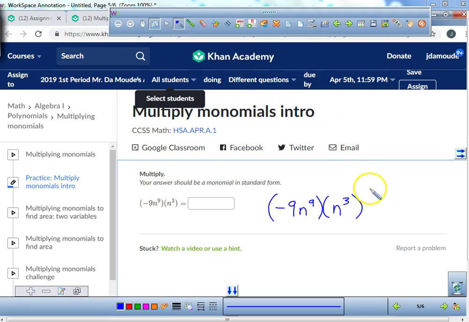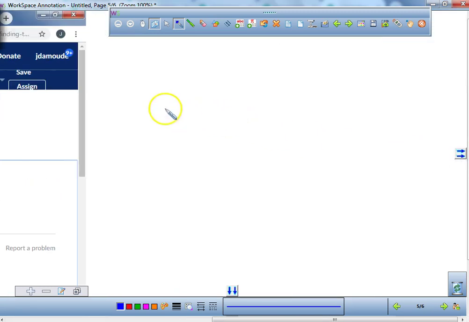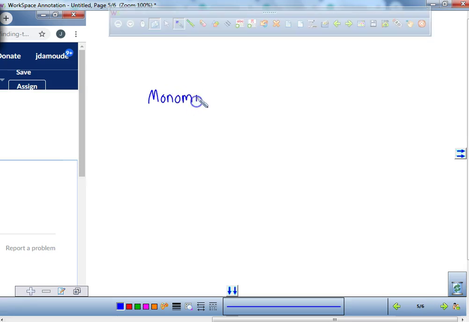Talking about how to multiply monomials together. And some of you might be asking yourself, so what in the world is a monomial? So I want you guys to write the word in your journal. Write the word monomial. Okay. Then next to it, I want you guys to write binomial.